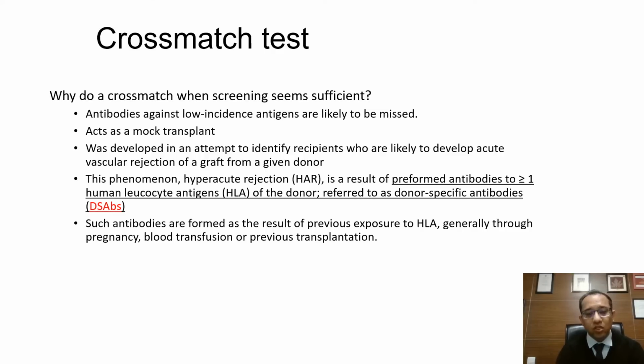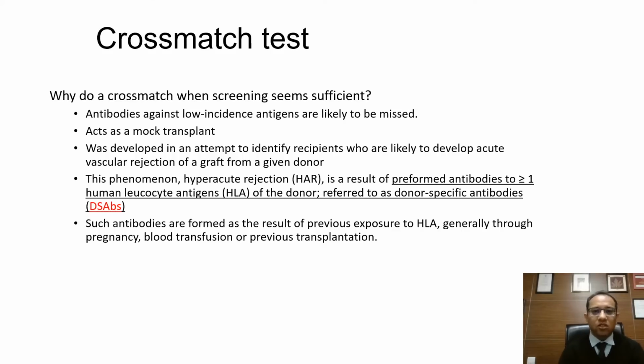Now, it is mostly done, especially the CDC cross-match, for preventing the hyperacute rejection. In fact, it is a quality check for your laboratory. If your CDC cross-match is negative, more often than not, you should not have a hyperacute rejection because it is formed due to preformed antibodies which are in very, very high titers. And CDC cross-match can detect that.